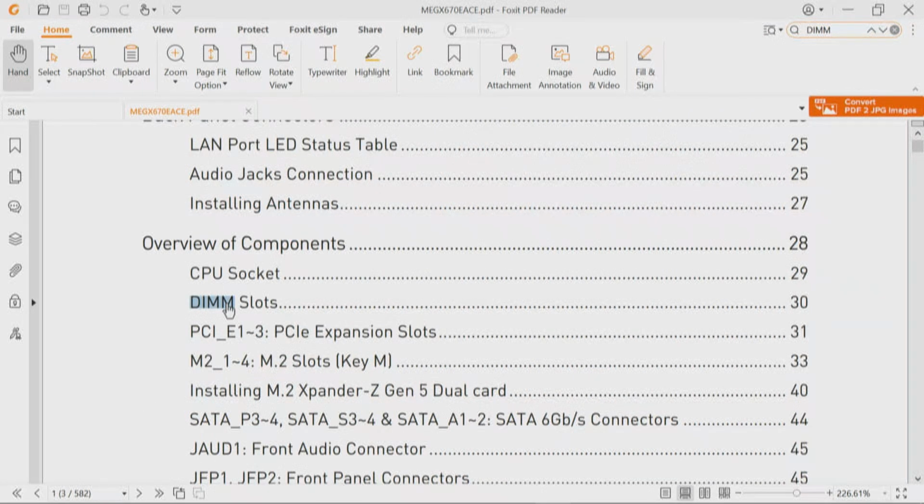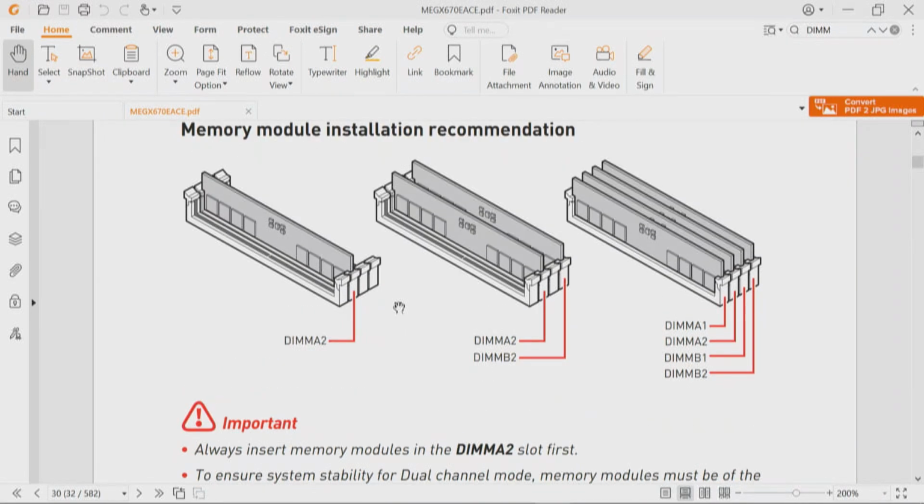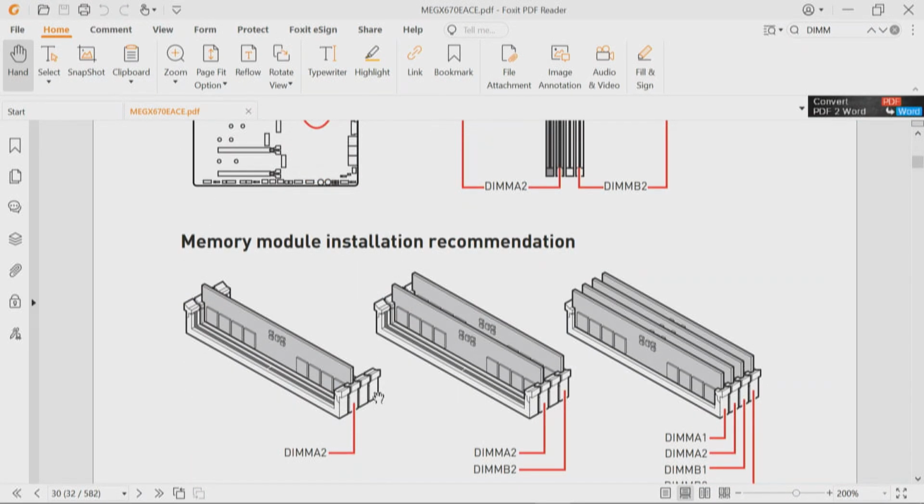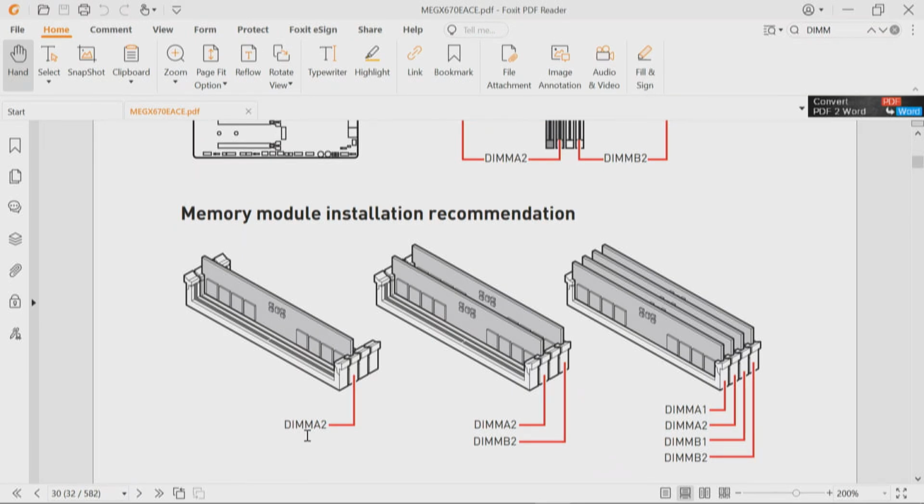Okay, now let's go to DIMM slots. The question about using one DIMM, and this is specific, but they don't point it out, but I asked Joey to identify and verify. If you're only going to start this with one DIMM, then right there it shows you DIMM A2 is the DIMM you want to go with. If you're using two DIMMs, it's DIMM A2 and DIMM B2.